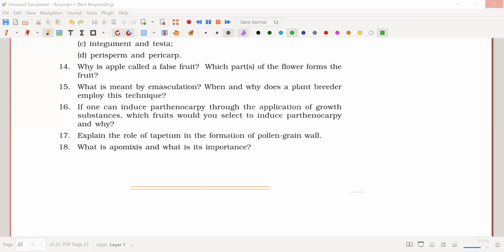Myometrium, the thick muscle, produces the strong contraction which will help the baby to come out.